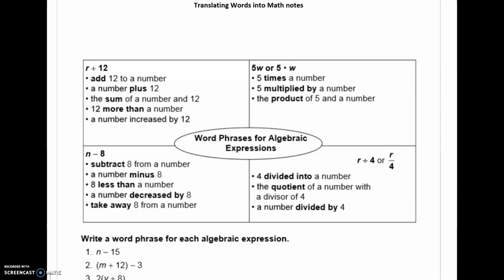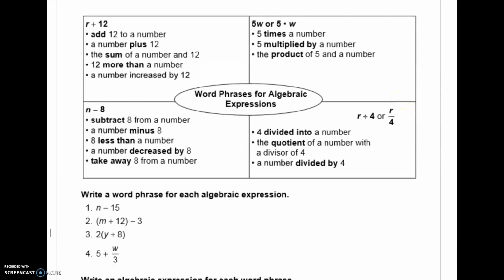It's sort of here for you, but it gives you phrases and key words that help you determine if it's an addition problem or subtraction, multiplication, division. And eventually you may get some that are sort of combinations of all those. And so just to get used to using some of these words and phrases, let's just go through them real quick. So addition. So our example here is r plus 12. So some number plus 12.